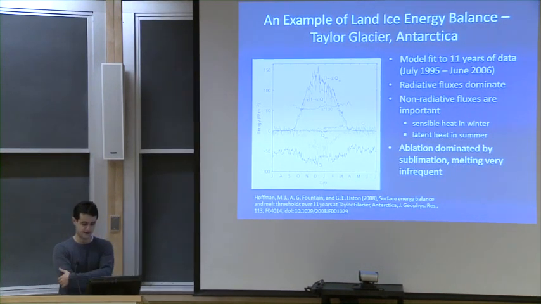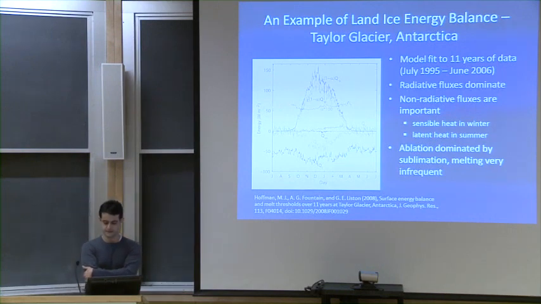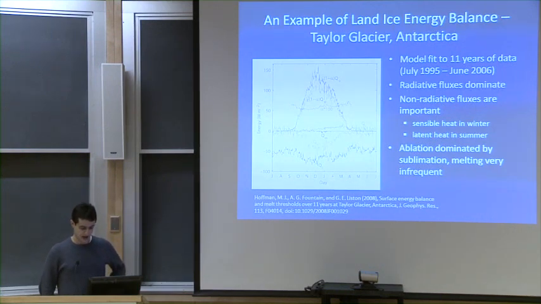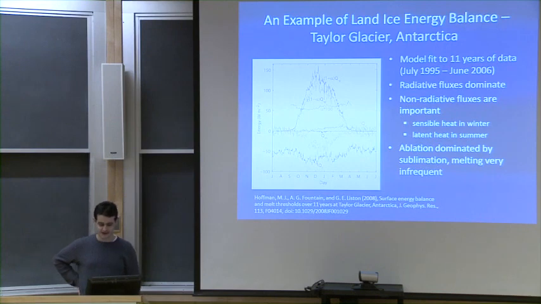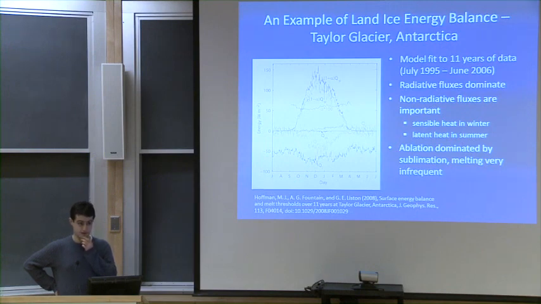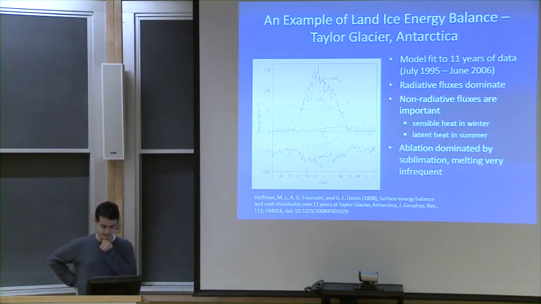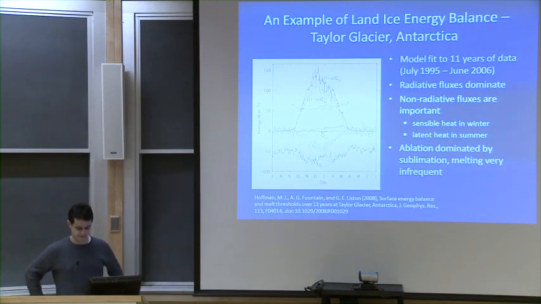So here's an example of how these fluxes work out from the Taylor Glacier in the McMurdo Dry Valleys in Antarctica. That's from a paper by Hoffman et al. These data are actually from a model, but it's been fit to 11 years of daily meteorological observations. The notation is a little bit different. The Qs are basically the same as the Fs on the previous slide. QSI is the incoming shortwave radiation. QL is the net longwave radiation. QH is the sensible heat. QE is the latent heat. And QC is the conduction heat.